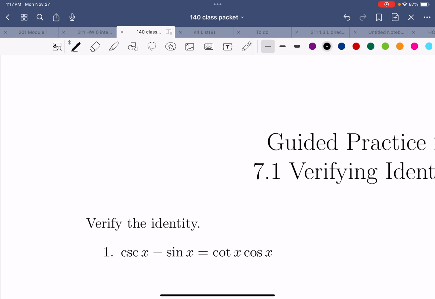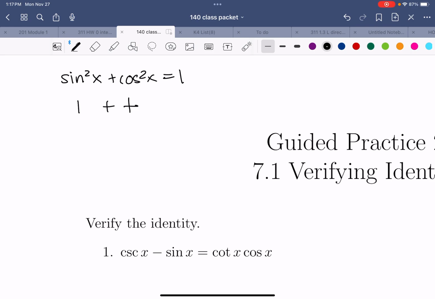Our three Pythagorean identities that are new in this section: sine squared x plus cosine squared x equals 1. Don't leave off those x's. If you divide this through by cosine squared, you get 1 plus tangent squared equals secant squared. And if you divide through by sine squared, I think I said cosine last time, you get 1 plus cotangent squared is cosecant squared.